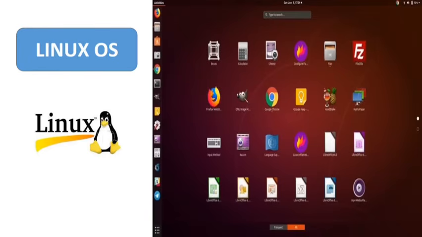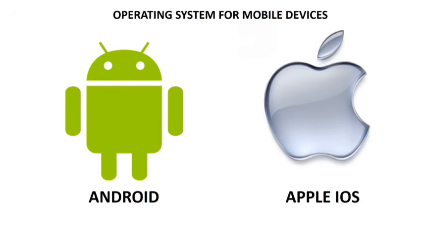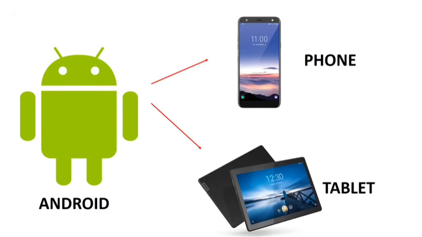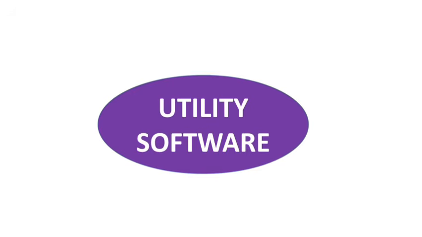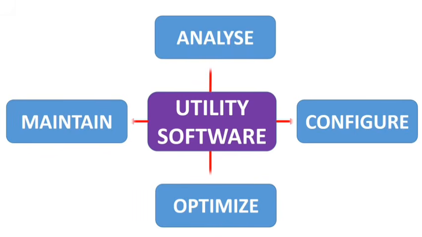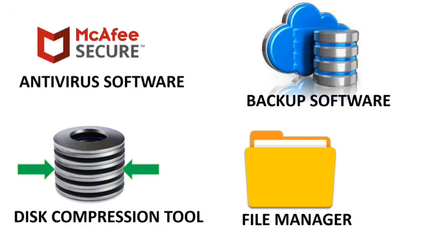Linux is a free operating system that can be downloaded from the internet. It was developed by Linus Torvalds. Operating systems for mobile devices are Android and Apple iOS. Android is the most common mobile operating system used for mobile phones and tablets. iOS is used on iPhone and iPad. Utility software. Utility software is a software used to analyze, configure, optimize and maintain the computer. Examples of utility software are antivirus software, backup software, disk compression tool, file manager.